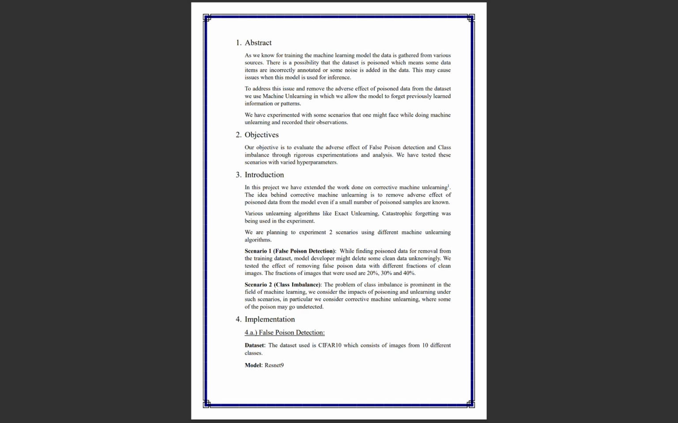We tested the effect of removing false poison data with different fractions of clean images. The fractions of images, the clean images identified as poisons that were used, were 20%, 30%, and 40% of all poisons. The second scenario is that of class imbalance. The problem of class imbalance is prominent in the field of machine learning. We consider the impacts of poisoning and unlearning under such scenarios. In particular, we consider corrective machine unlearning, where some of the poison may go undetected.